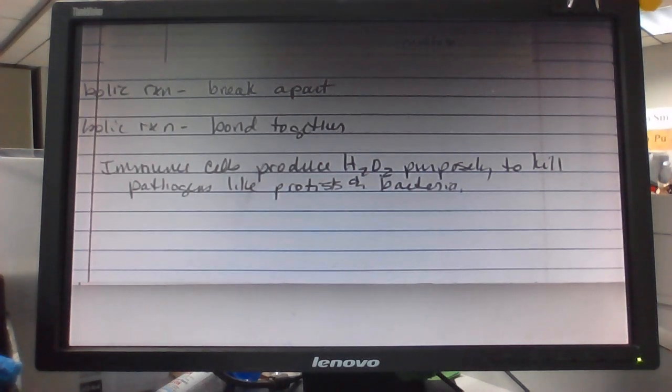Our immune cells purposely make hydrogen peroxide. The little devils. They do it to kill proteins, bacteria. They do it to kill pathogens.